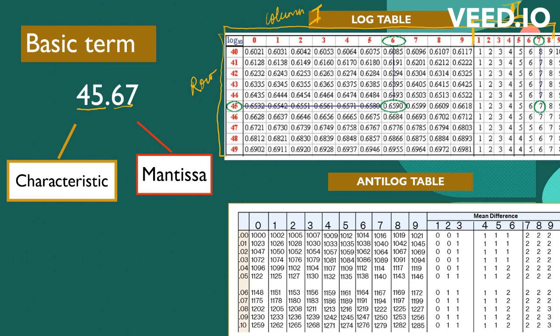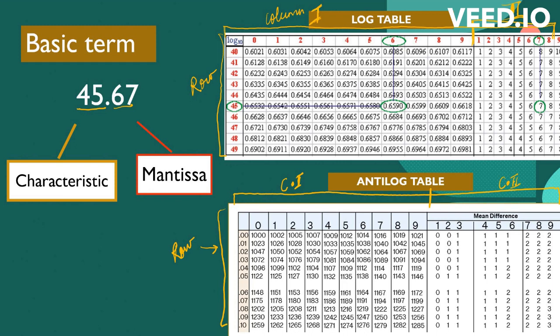In the same way, in the anti-log table we have two things. The horizontal line we call a row, and the vertical one is known as a column. Again it is segregated into column number 1 and column number 2. Column number 2 here is again the mean difference.